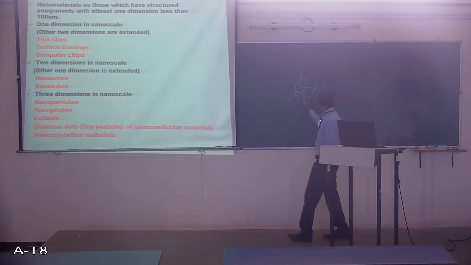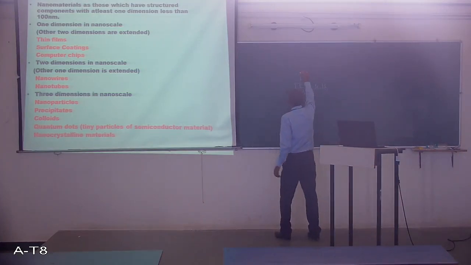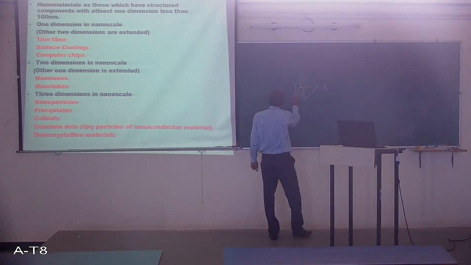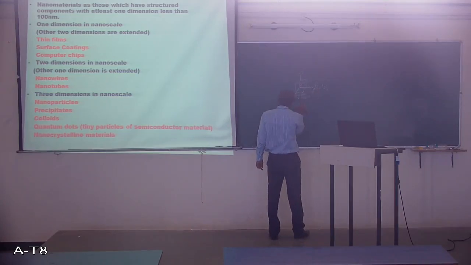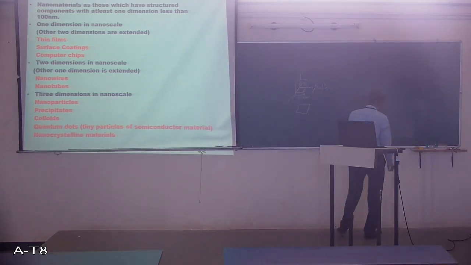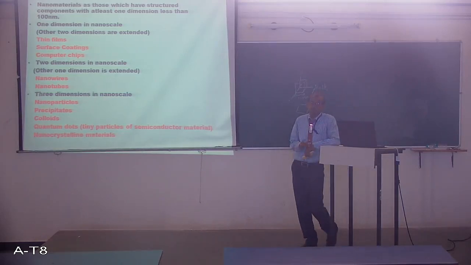Now, out of all three coordinates, if we want to reduce one dimension, it means we are going to suppress the z coordinate. If you suppress the z coordinate, what will you get? You will get x coordinate and y coordinate. It forms a sheet or a film.